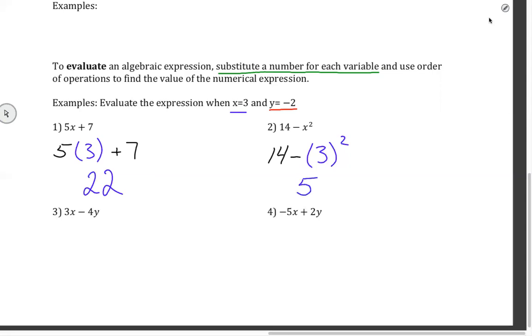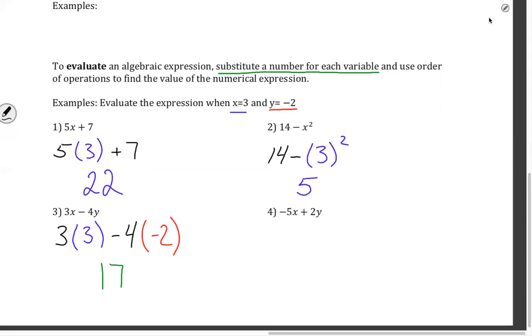Now, in number 3, I have 2 variables, x and y. So I have 3 times 3 minus 4 times negative 2. Drew, what's 3 times 3 minus 4 times negative 2? 17. Very good. Because 3 times 3 is 9, negative 4 times negative 2 is 8, 9 and 8 is 17.